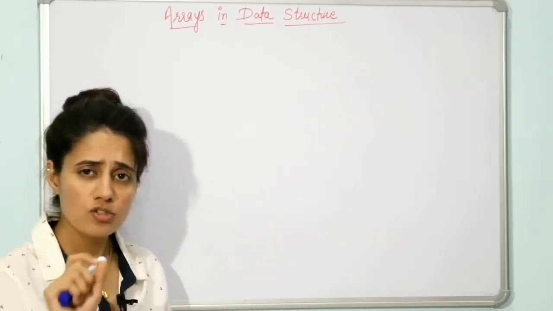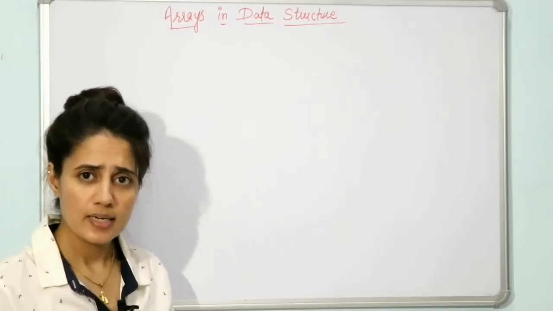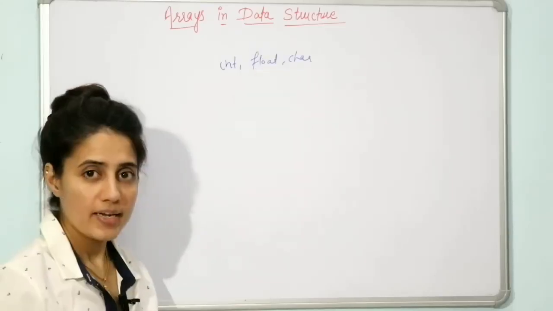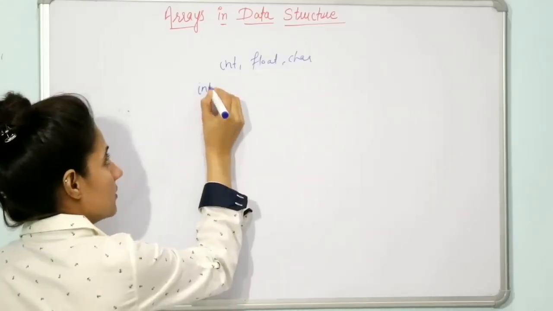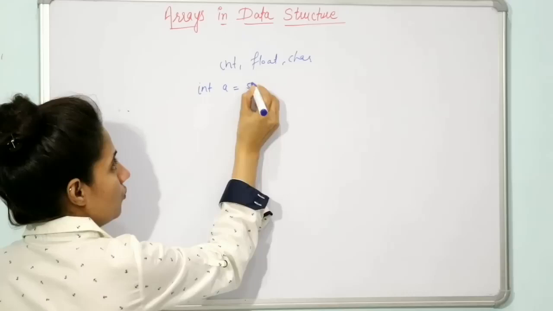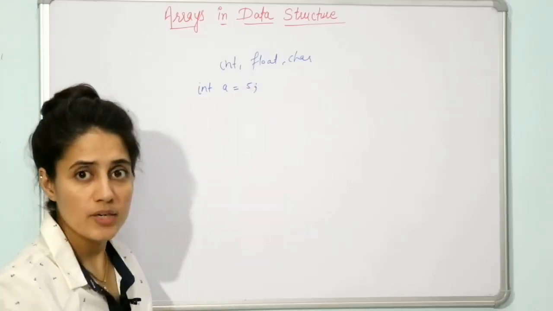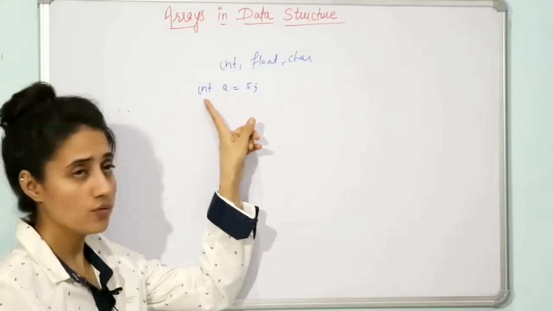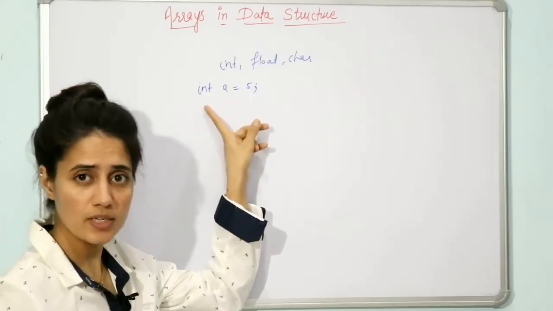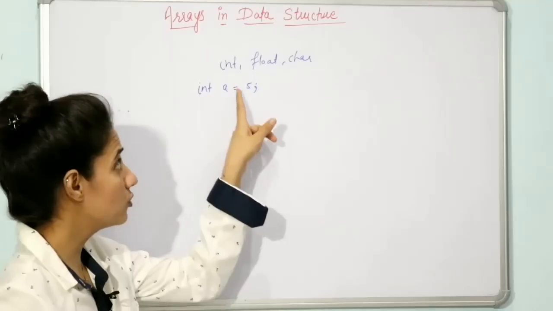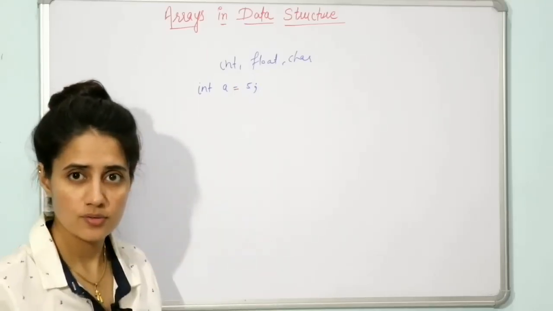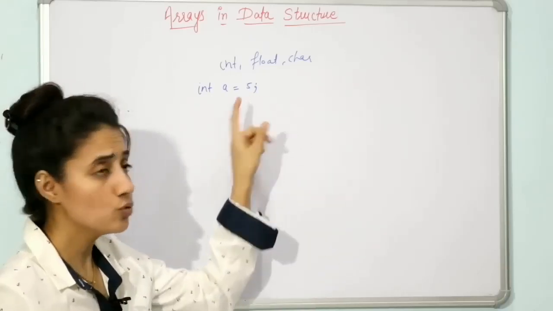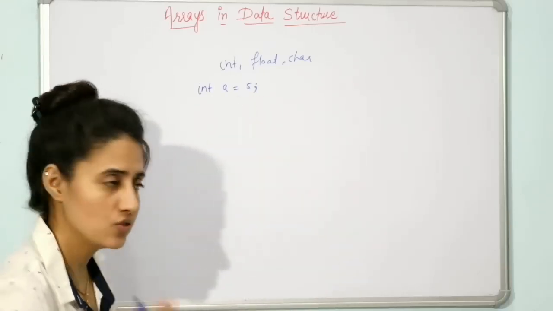Fine. I guess you are aware of the fundamental data types, that is int, float, char, double, etc. And if I write int a is equal to 5, it means you have declared one variable. The name is a, the data type of this variable is int, and the value stored in this variable is 5. Fine, this is one variable declaration. Now how this value is to be stored in memory, let us check.